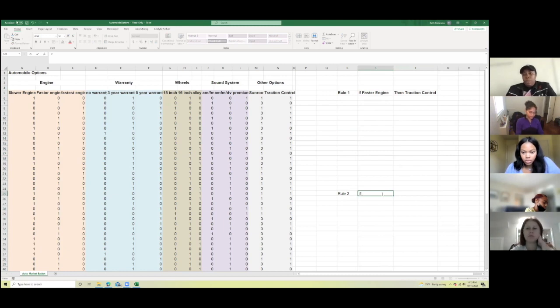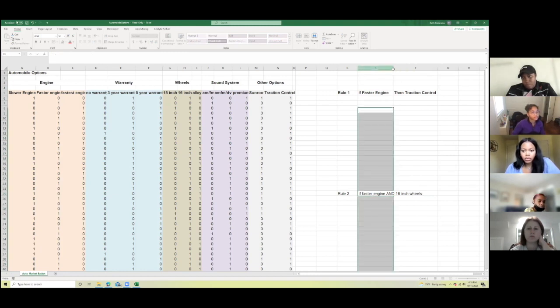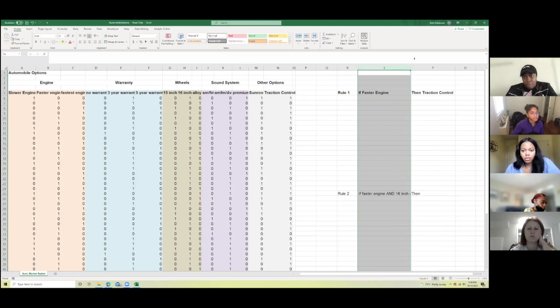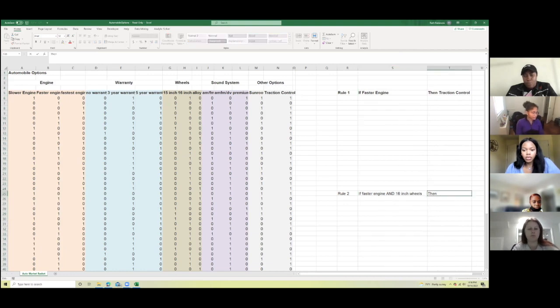Okay. So if faster engine, then, oh, wait, if faster engine and 16-inch wheels, then 3-year. Okay. So we have our rules.